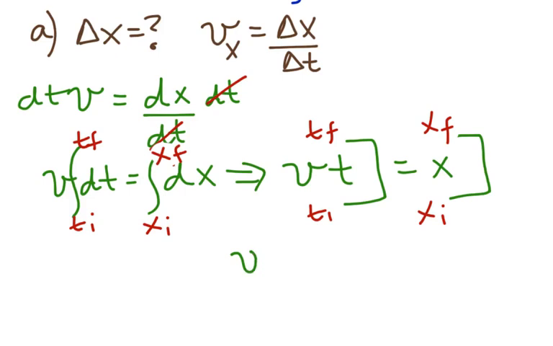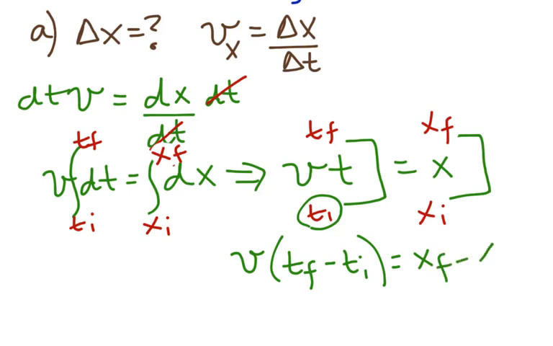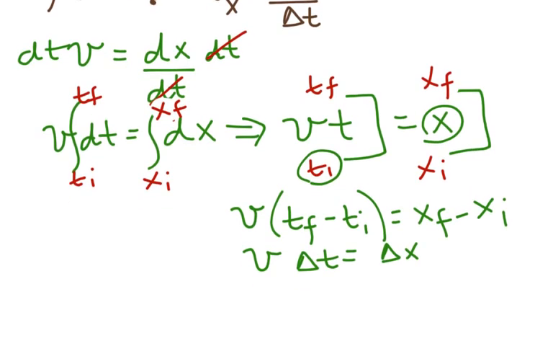And so by evaluating, I'm going to plug in my t_f for t. I get t_f, and I'm going to subtract my lower limit, here t sub i. That's going to be equal to my x sub f minus x sub i. Just plugging in my upper and my lower limits for my function here. And we could write this then as v multiplied by delta t is equal to delta x, or v is equal to delta x over delta t.